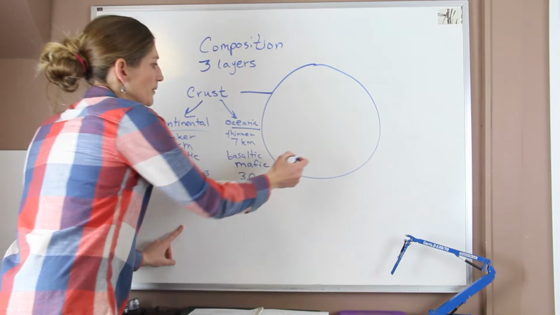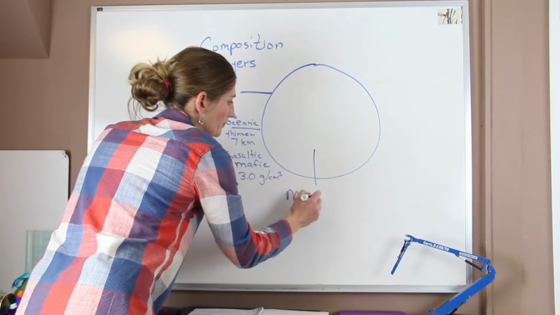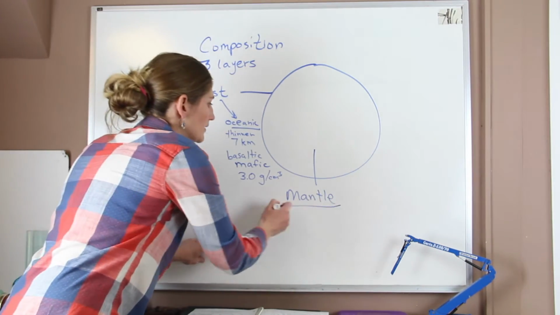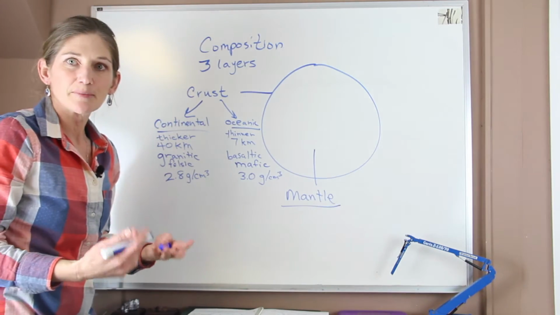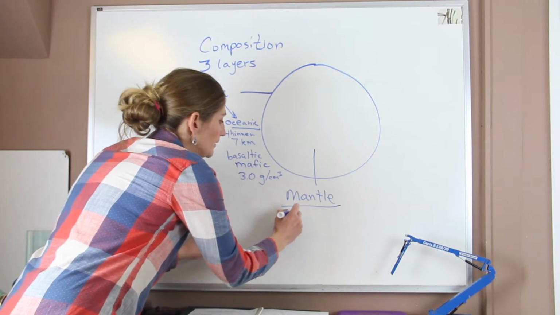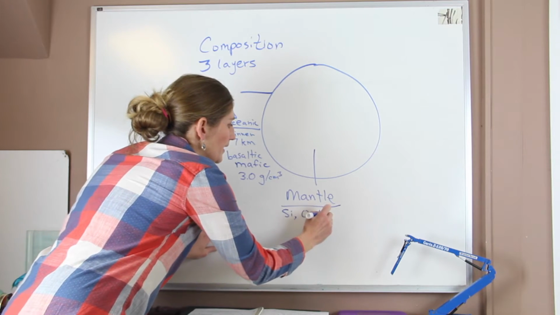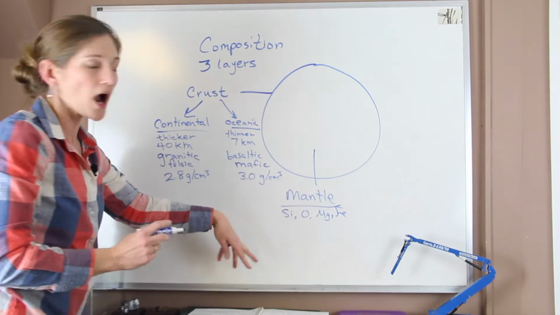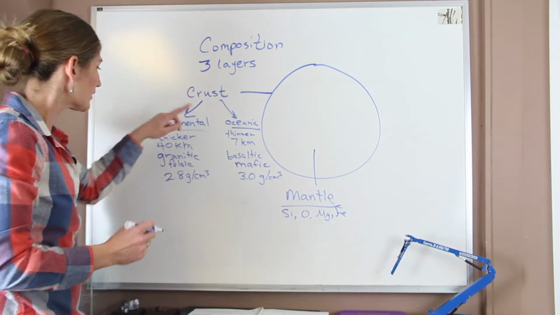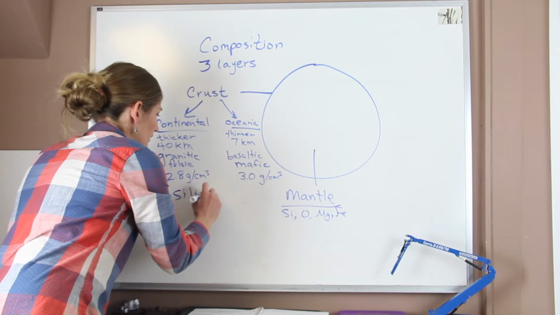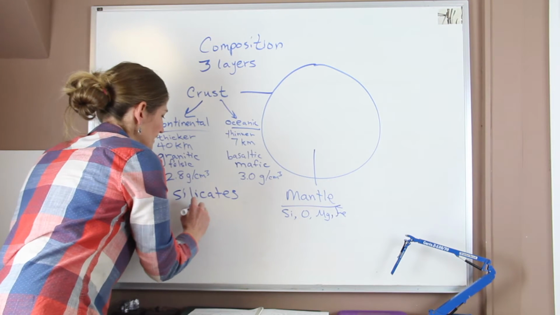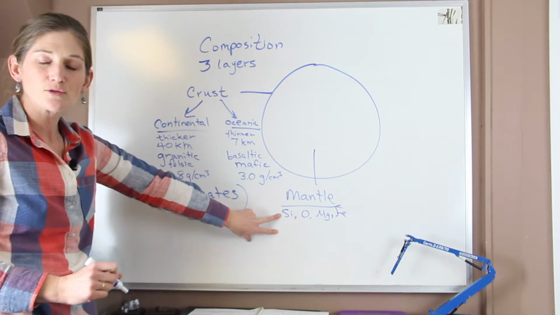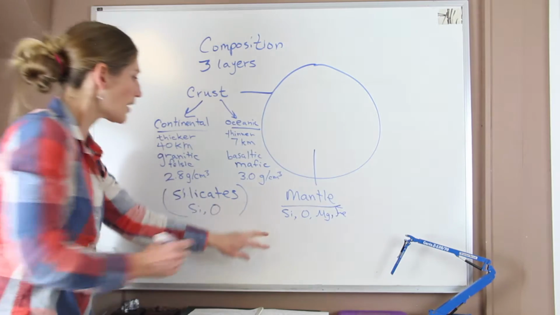Now our next layer is our mantle. When we look at the elements, the primary elements in the mantle are silicon, oxygen, magnesium, and we do have a little bit of iron in it as well. The rocks that tend to make up the mantle, like the crust, are also silicates, which means they have lots of silicon and oxygen. These rocks tend to be denser than our crustal rocks.